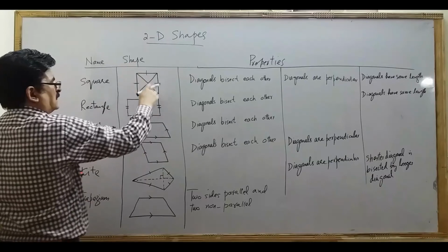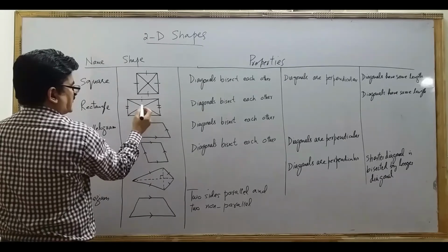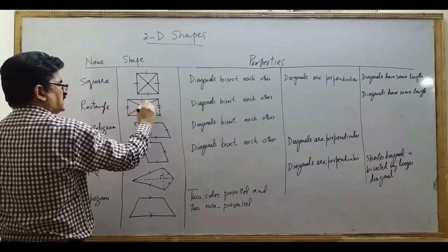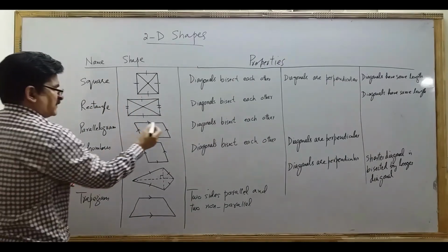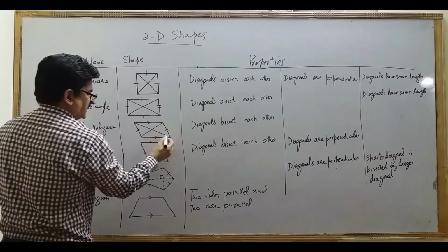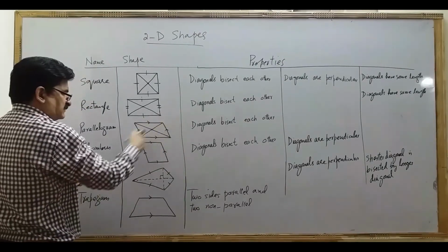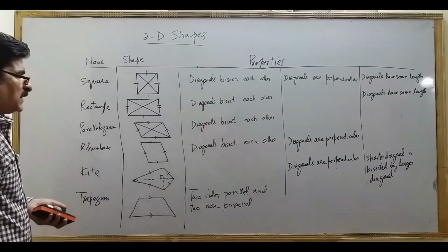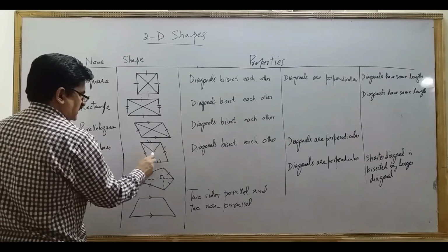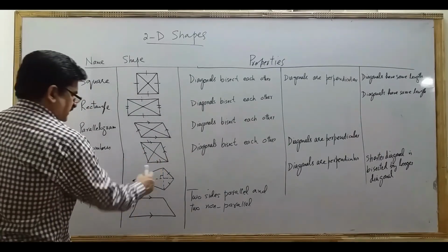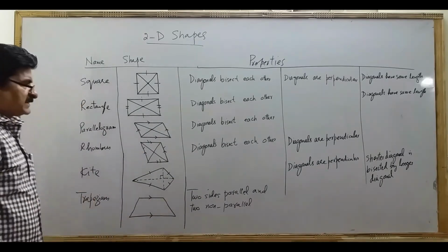Now similarly in rectangle, this diagonal and this diagonal bisect each other. This is the midpoint. So it means that this length is equal to this and this length is equal to this. Similarly in parallelogram, diagonals bisect each other, which means that this length is equal to this and this is equal to this. This is the midpoint of both this and this diagonals. And similarly in rhombus, in which all sides are equal, the diagonals bisect each other. In kite, diagonals do not bisect each other.